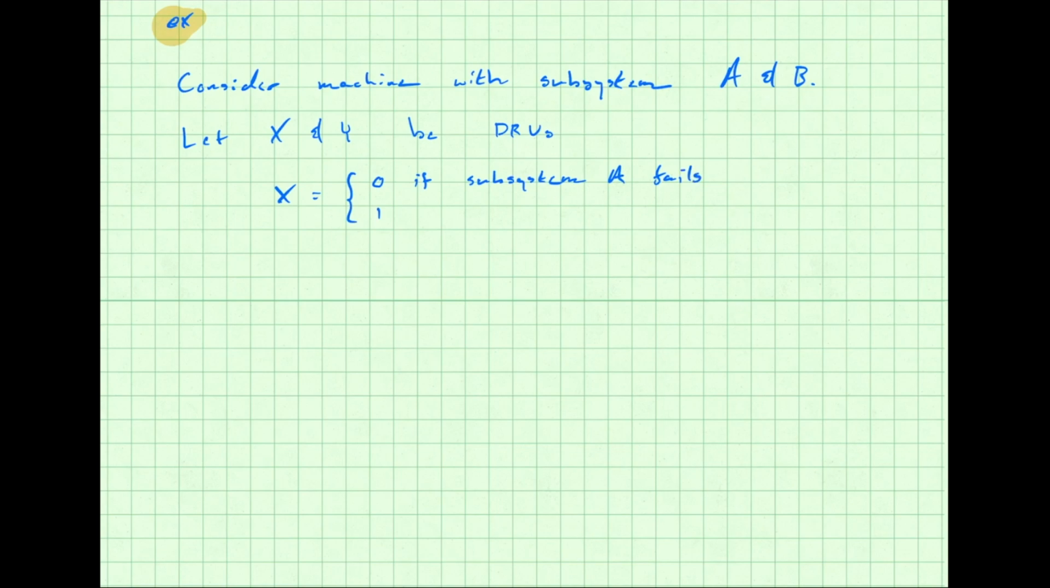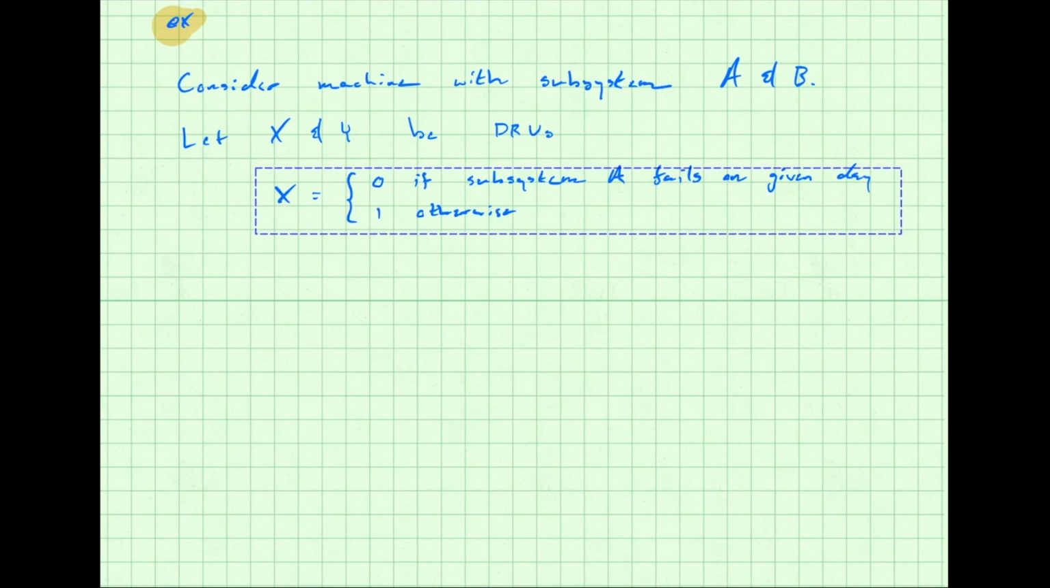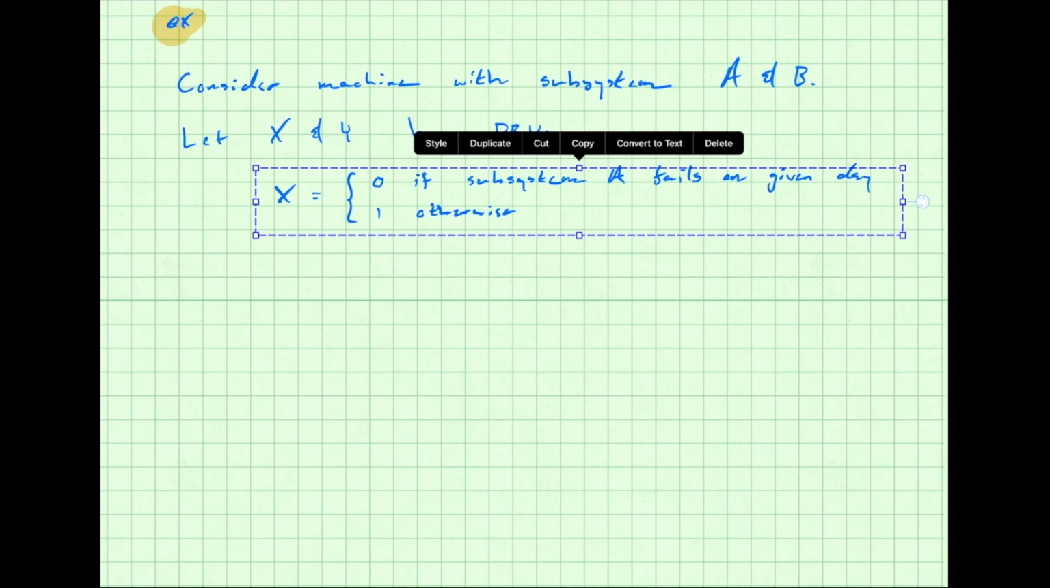And maybe there's a different value of x for every day. So we'll say on a given day, and then it's 1 otherwise. So assuming you want these subsystems to not fail, 1 is the good number to have. And then I'm going to copy this because y is going to be made similarly, but it's for the other subsystem.